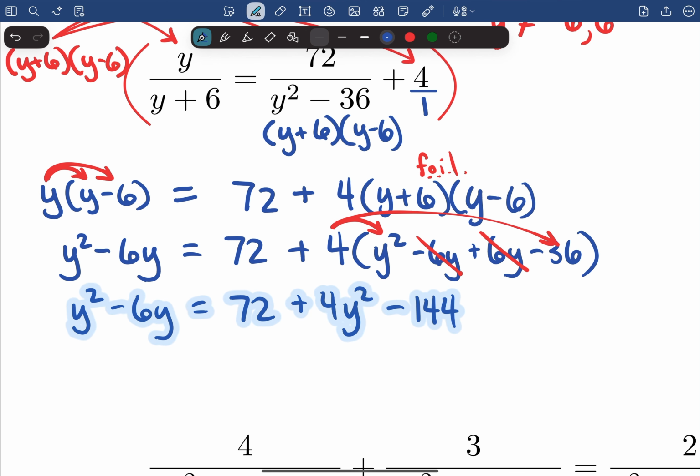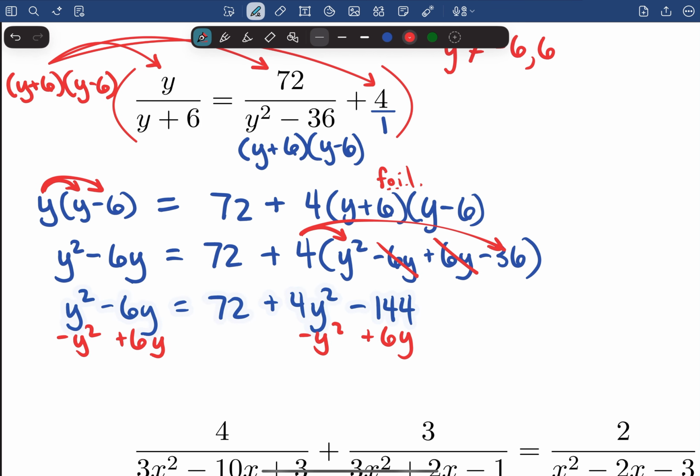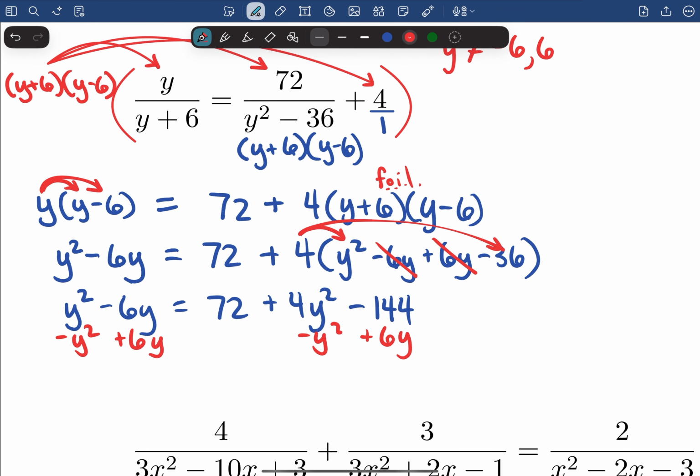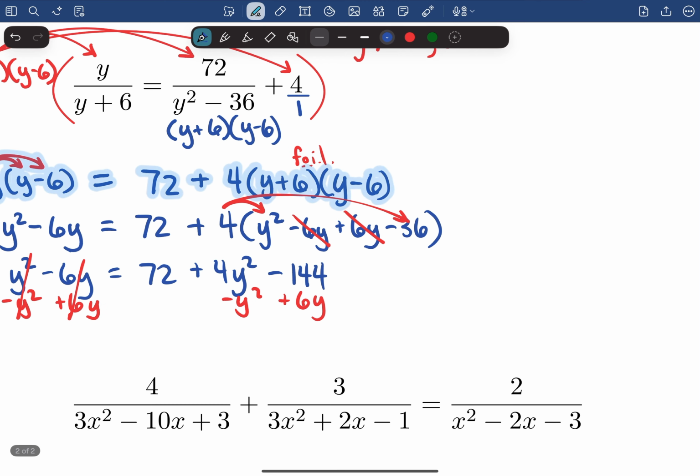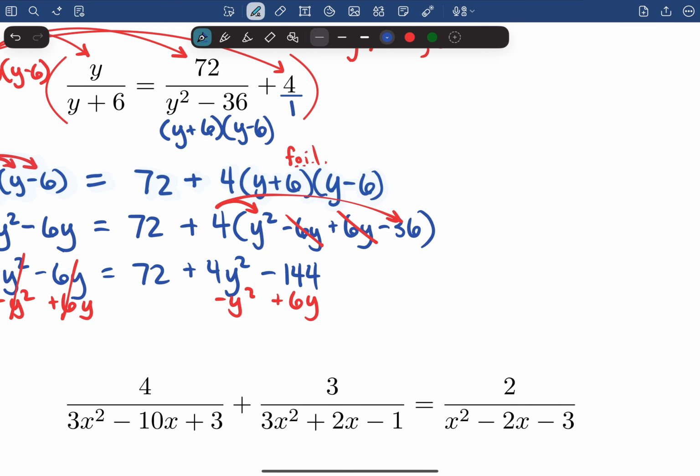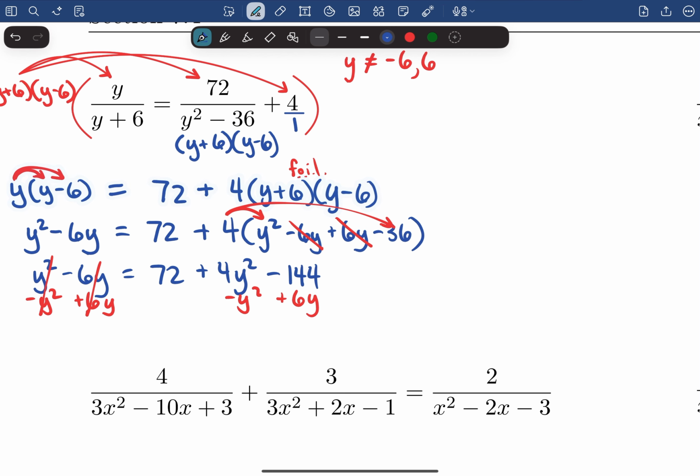Okay, so to get it done, I'm going to subtract y squared from this side to this side. And then I'm going to add 6y from this side to this side. And then I'm going to combine any like terms as I go, right? Why did I do that? Because all of this will cancel and become 0. So I'm setting this quadratic equal to 0. And I'll write the result over here on the right, just giving myself a little bit of space.